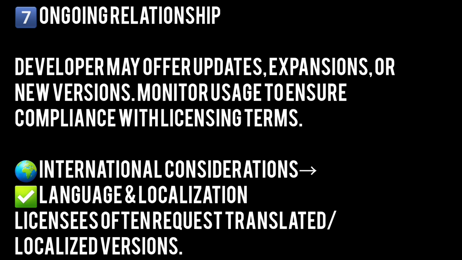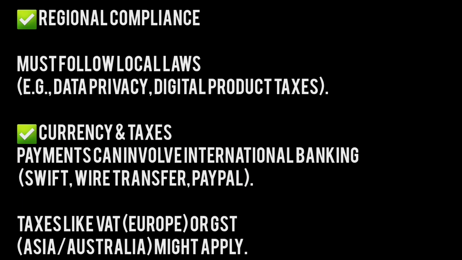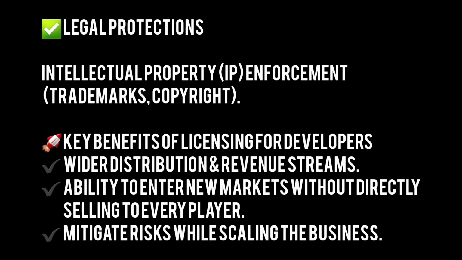International considerations. Language and localization: licensees often request translated, localized versions. Regional compliance: must follow local laws, e.g., data privacy, digital product taxes. Currency and taxes: payments can involve international banking, SWIFT, wire transfer, PayPal. Taxes like VAT (Europe) or GST (Asia, Australia) might apply. Legal protections: intellectual property, IP enforcement, trademarks, copyright.